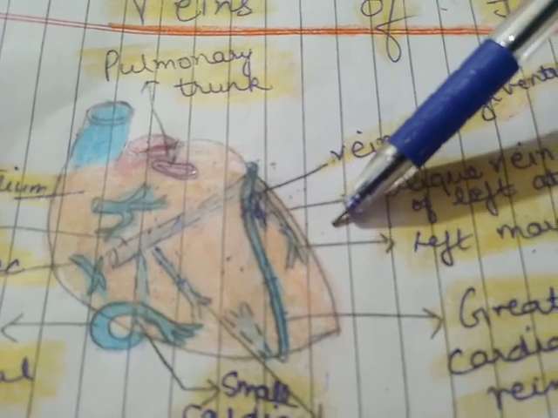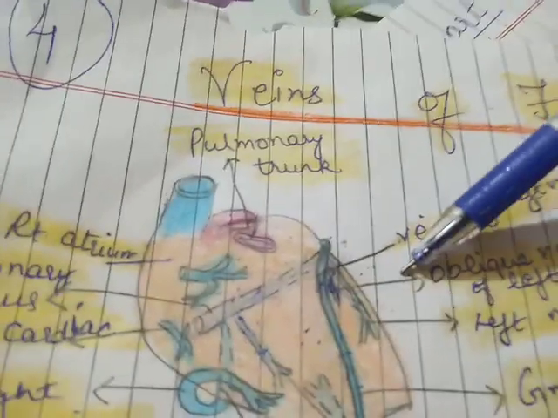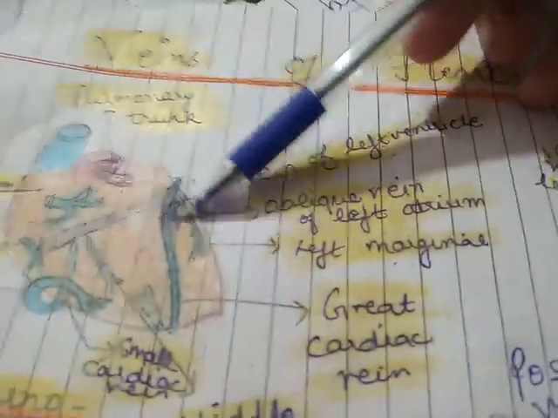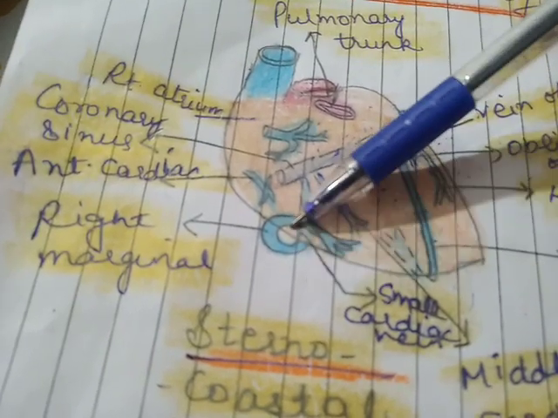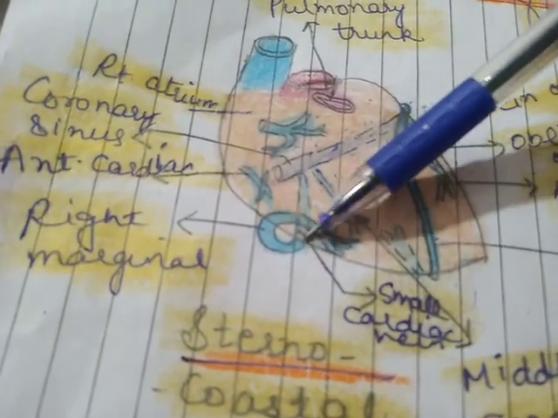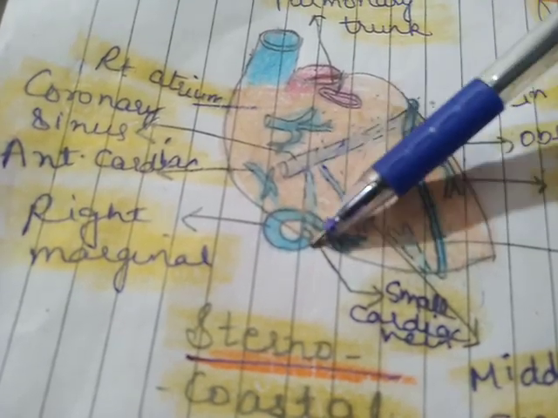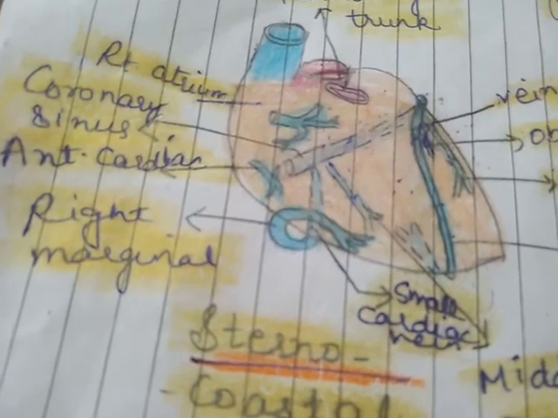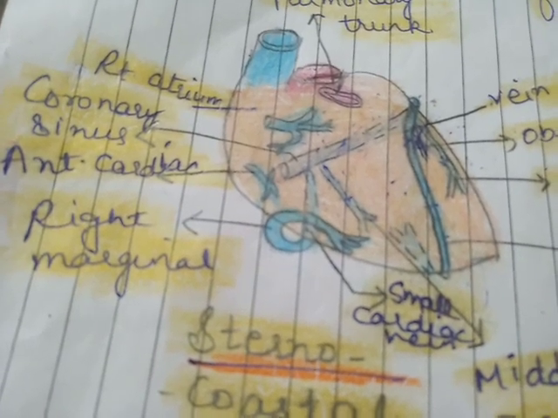Now the right marginal vein. This is the right marginal vein. Oh no, sorry. They accompany the marginal branch of the right coronary artery towards the right side. Towards the left side, we have the left marginal vein, right? This is the right marginal vein, and it may drain into the small cardiac vein or may open directly into the right atrium, right? This is all about the veins of the heart.